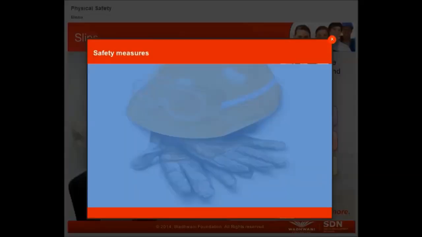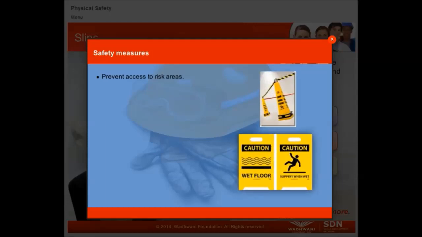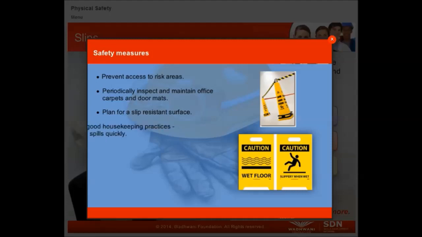Now, let us look at some safety measures that can be adopted to prevent slips in workplaces. Prevent access to risk areas, for example, cordoning off wet floor areas while cleaning is in progress, and use hazard signs to warn people. Periodically inspect and maintain office carpets and doormats. Plan for a slip-resistant surface. Implement good housekeeping practices including cleaning up spills quickly.